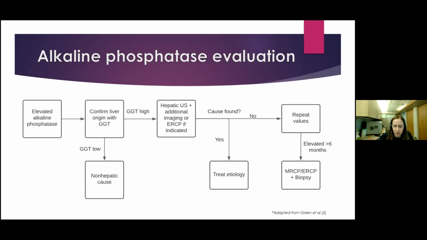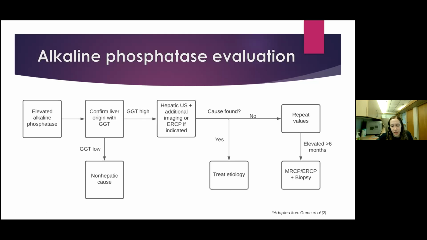Really, when we're thinking about obstruction, thinking about things like PBC or PSC, if that additional ultrasound or other imaging finds a cause, you would want to go ahead and treat that etiology. If not, we're thinking about repeating values, and if the elevation is persistent for more than 6 months, really that pushes you towards getting some imaging of the biliary tree, thinking about things like MRCP or biopsy.